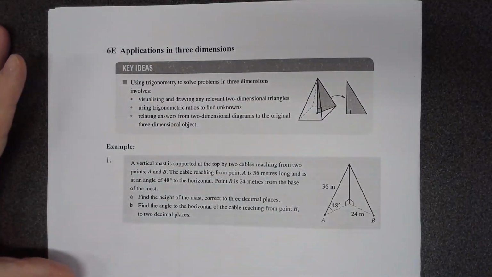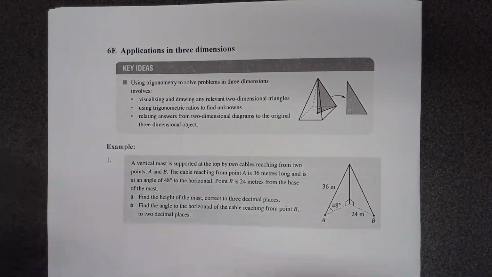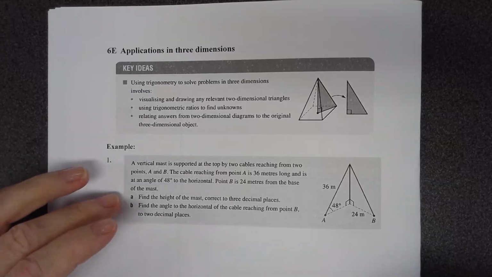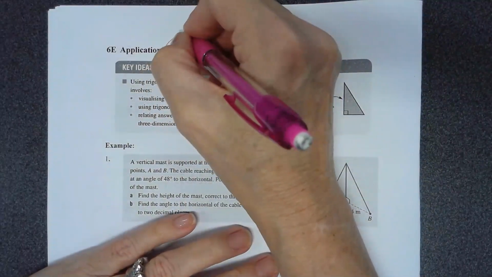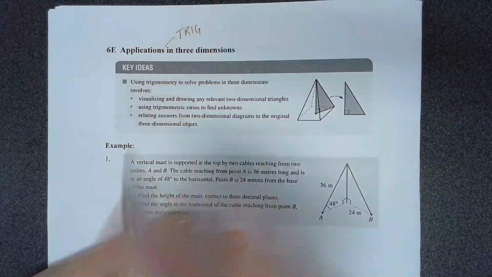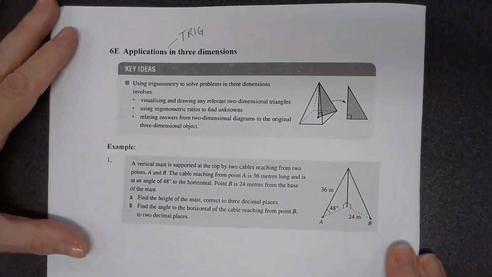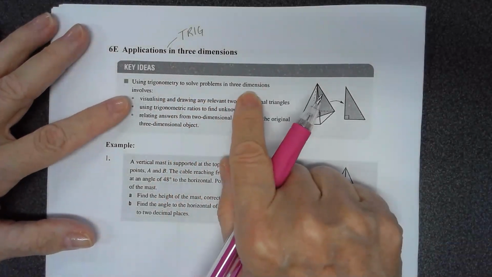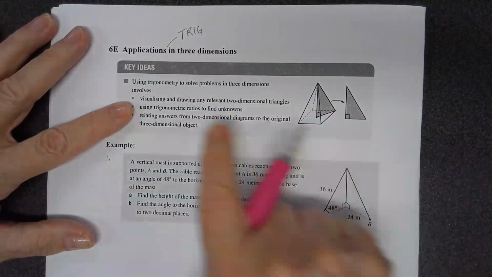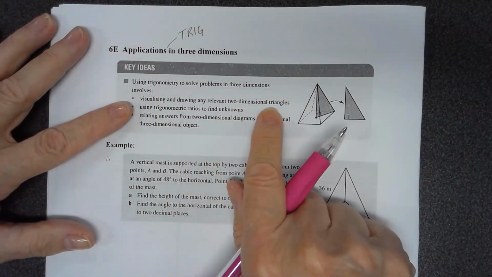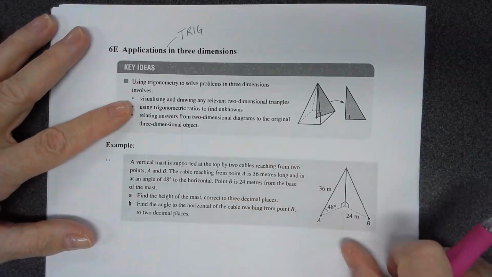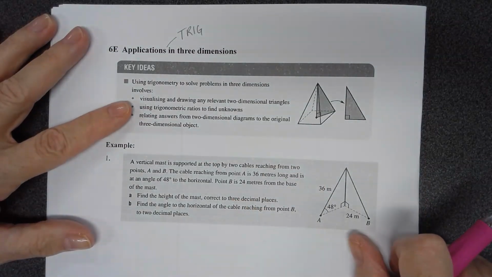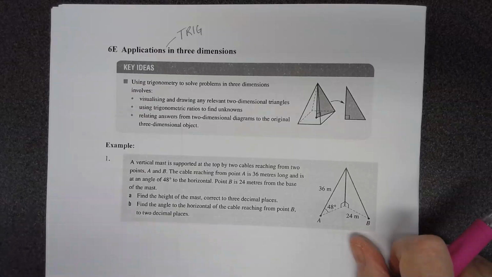Okay, so we're doing applications of what? Trig, right? Applications of trigonometry in 3 dimensions. So it says, using trigonometry to solve problems in 3 dimensions involves visualizing and drawing triangles. That can be kind of hard, especially from a description. That's the really hard part, what are they actually talking about.